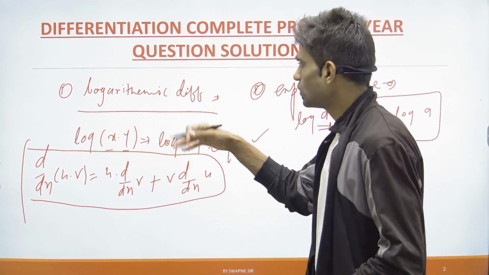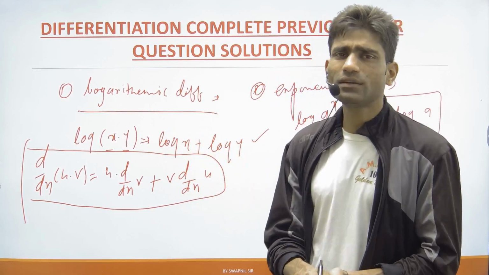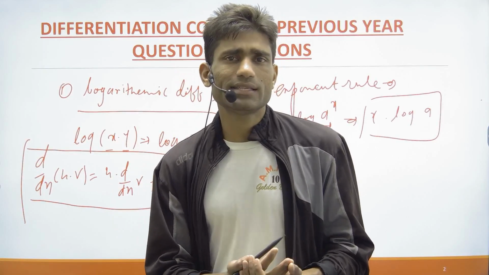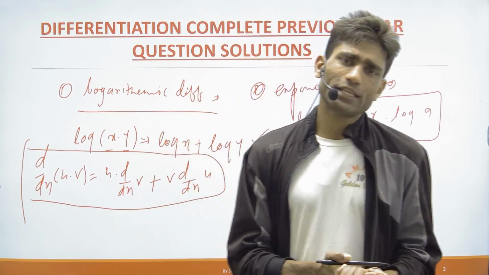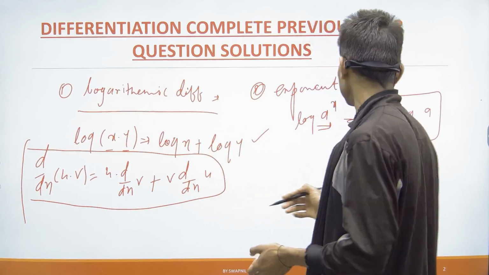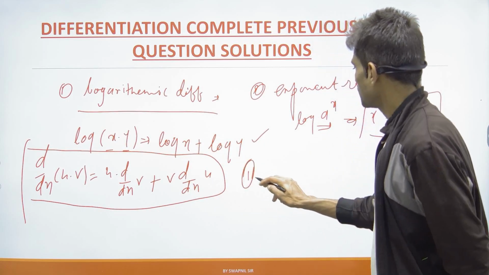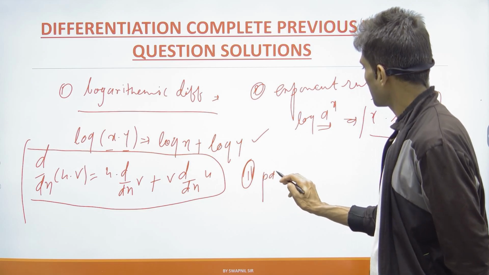So all this comes under logarithmic differentiation. Whenever we go through more examples we can understand it easily. So let's go for the next part. After logarithmic differentiation we have parametric differentiation.